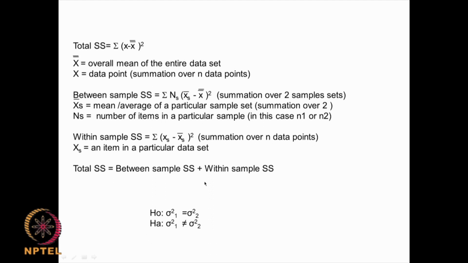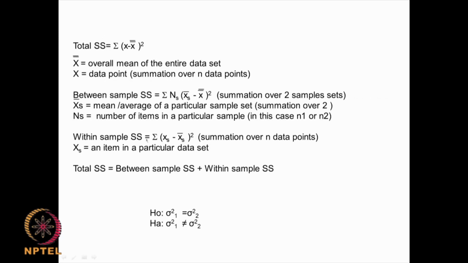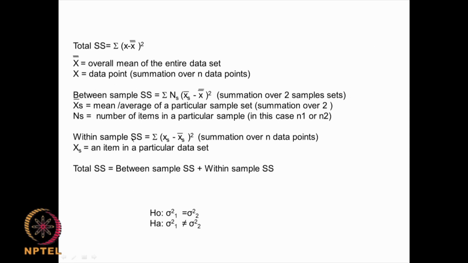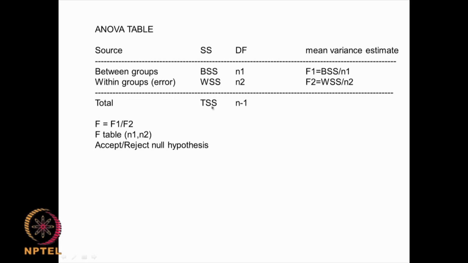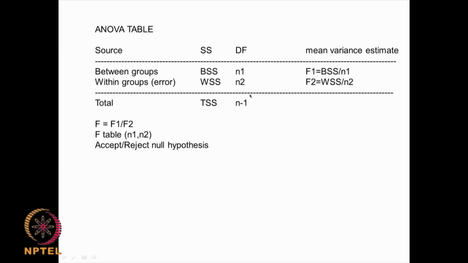Okay, once you do this calculation, we need to prepare something called the ANOVA table. That is very important; it gives you a sort of summary of all our calculations. So the between sum of squares, as I said, you do it like this, and the degrees of freedom will be in this case 1. Then the within sum of squares you do it like this, and then the total sum of squares you do it like this. In this particular case the degrees of freedom will be 5. So 5 minus 1 will give you n2.